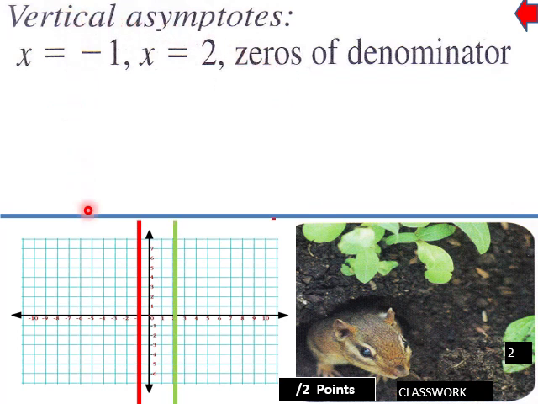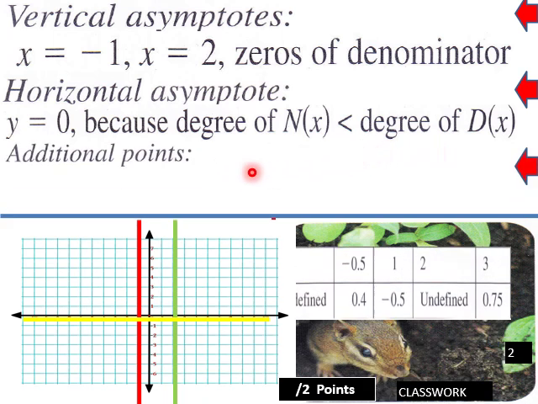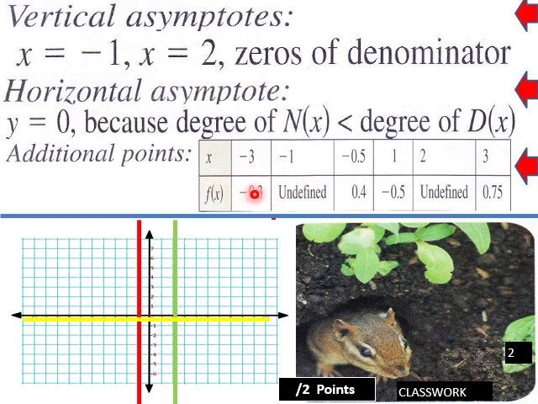The vertical asymptotes are x equals negative 1 and x equals 2, the zeros of the denominator. The horizontal asymptote is y equals 0 because the degree of the numerator is less than the degree of the denominator. For additional points, you form a table of x and f of x. When x equals 1, y equals negative 0.5, so you have something that goes like this.